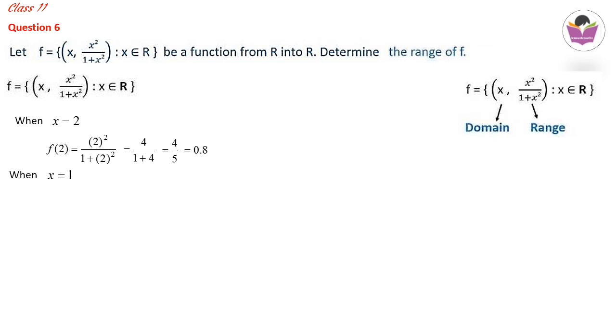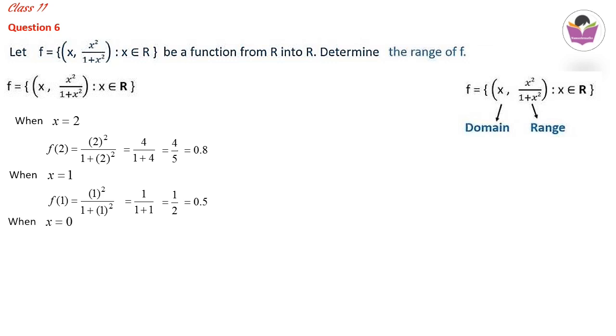Next I am taking x is equal to 1. When I am taking x is equal to 1, f of 1, that is my image, f of 1 is, replace x and put 1, that is 1 square by 1 plus 1 square. So 1 square is 1, then here 1 plus 1 will become 2 in denominator. So 1 by 2 is 0.5.